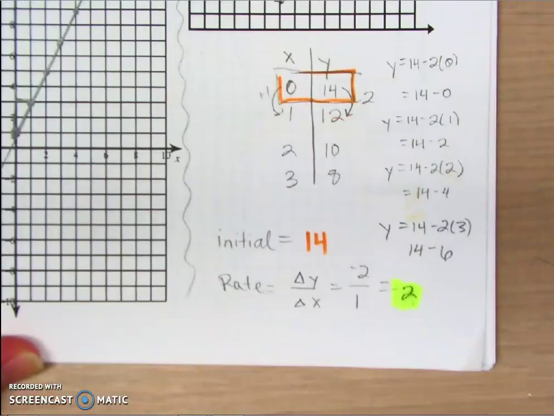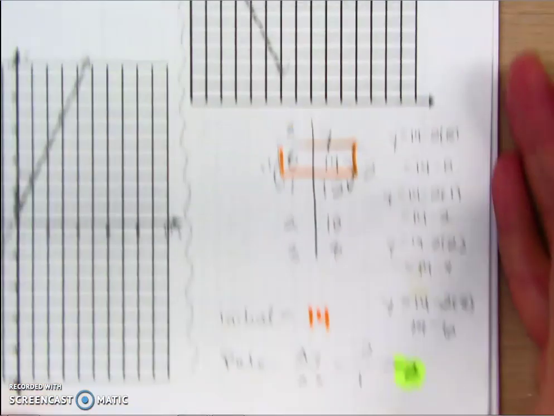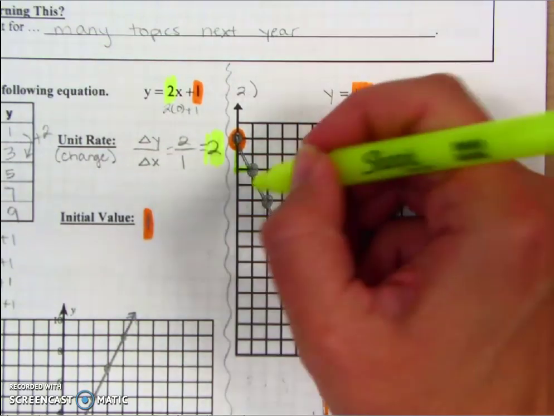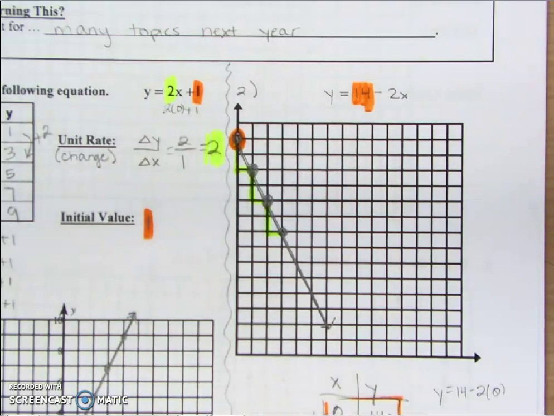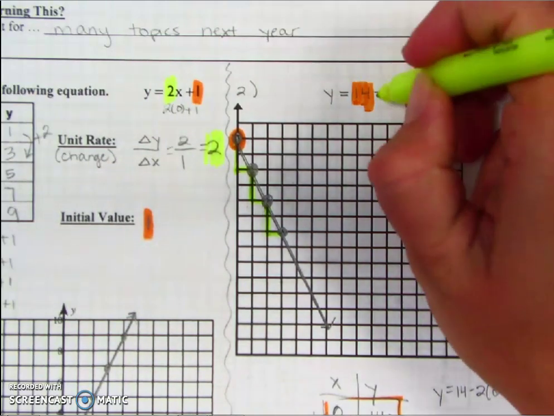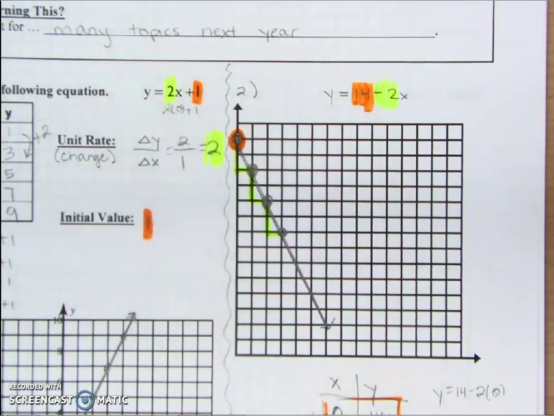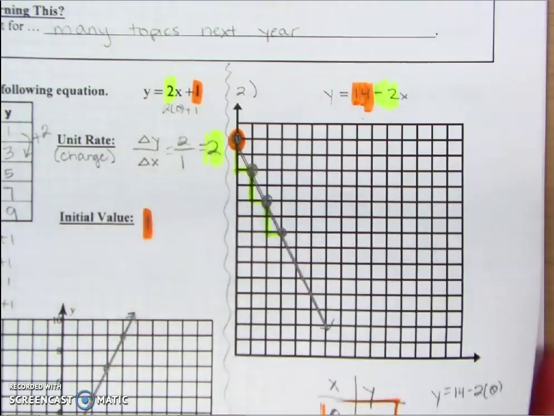Hopefully you can see that in the video. It's not showing up too well, but that is a -2 because it's going down 2 for every 1 on the x. Down 2 for the y, 1 for the x. Okay, and we see that show up right here by the x because that's how the x is changing. So it starts at 14 and then changes by going down 2 per every x that's added.